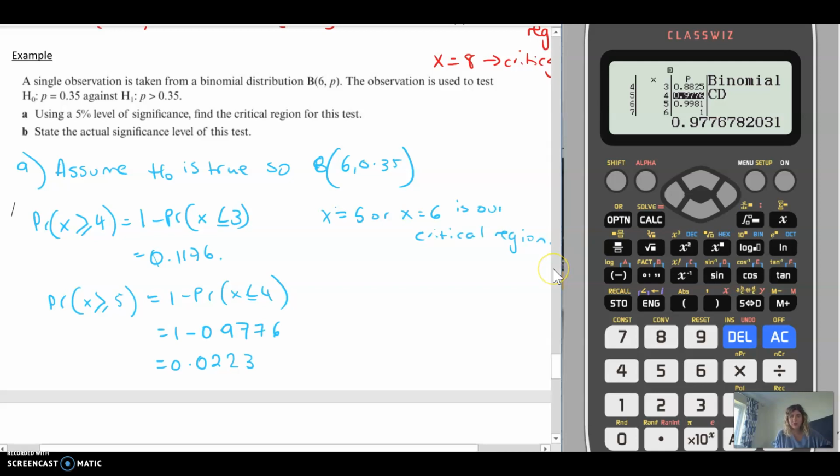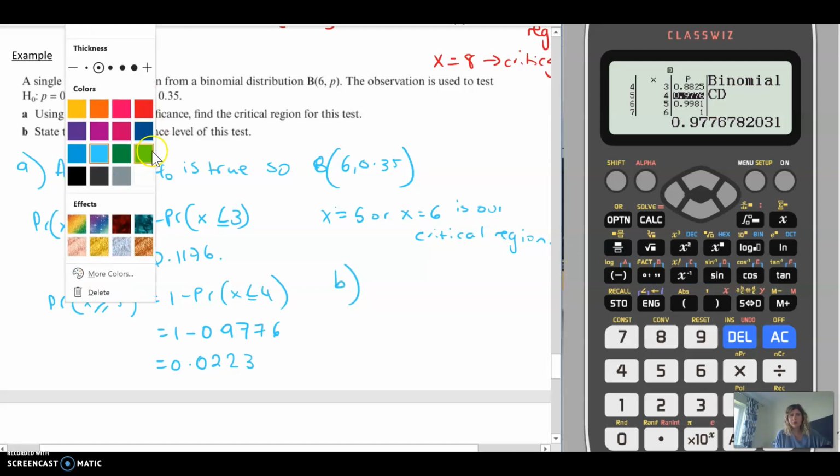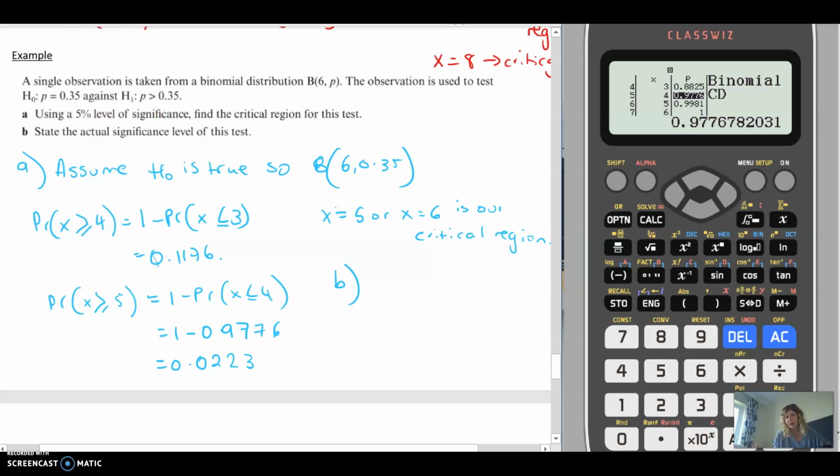Okay, the second part of this question says state the actual significance level of this test. And the actual significance level is the probability in which you would reject the null hypothesis. So for our probability that x is greater than or equal to 5, we know that's 0.0223. So our actual probability is 2.23%, because anything less than that we would reject, even though we're testing at the 5% level. Because it jumps straight from 11% to 2%, our actual significance level is 2%, or 2.23%.